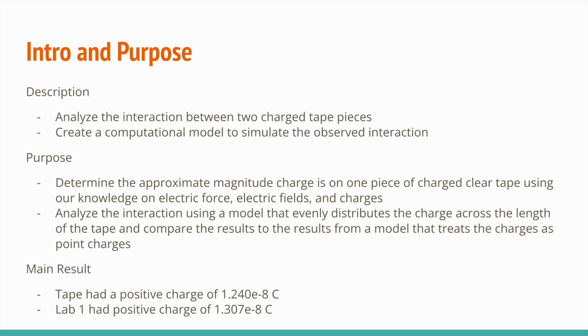The purpose is to determine the approximate magnitude of charge on one piece of charged clear tape using our knowledge of electrical force, electric fields, and charges. It's also to analyze the interaction using a model that evenly distributes the charge across the length of the tape and compare the results to a model that treats the charges as point charges. The main result of this lab is that the tape had a positive charge of 1.24 x 10^-8 coulombs, which was a slight decrease from the lab 1 result of 1.307 x 10^-8 coulombs.